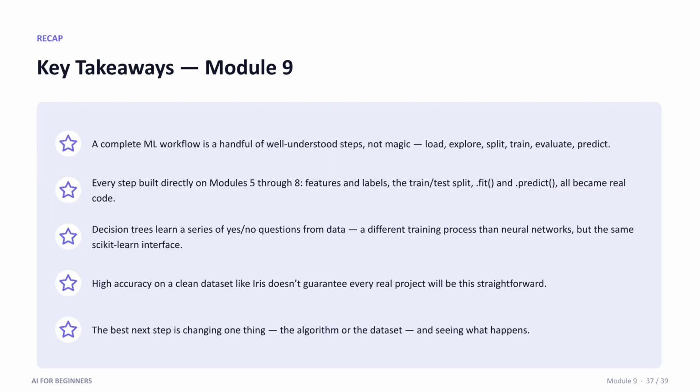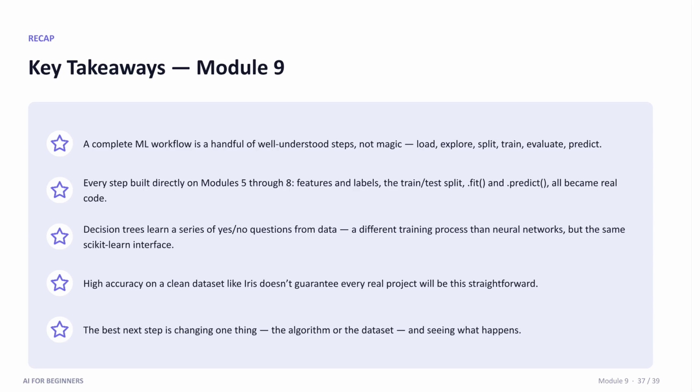To recap our key takeaways, building an ML model is a logical, step-by-step process. We applied everything from modules 5 through 8 to build real code. Remember that while decision trees learn via yes-no questions, they still fit into the standard workflow. Finally, always be ready to iterate and improve on your initial results.